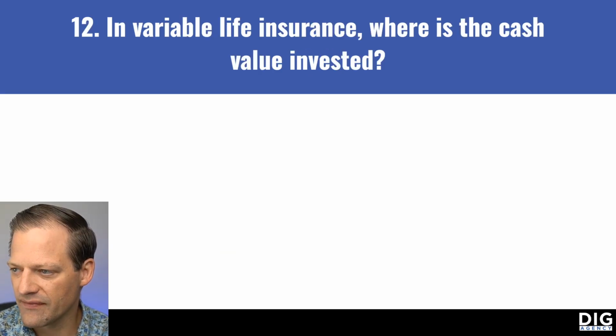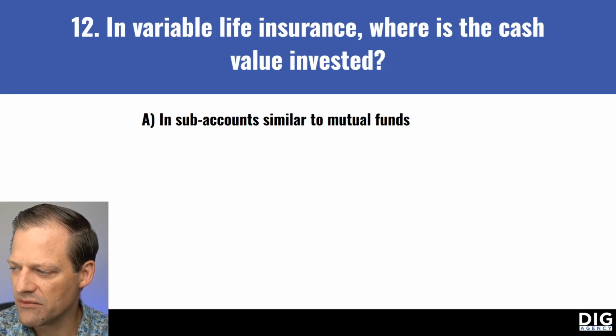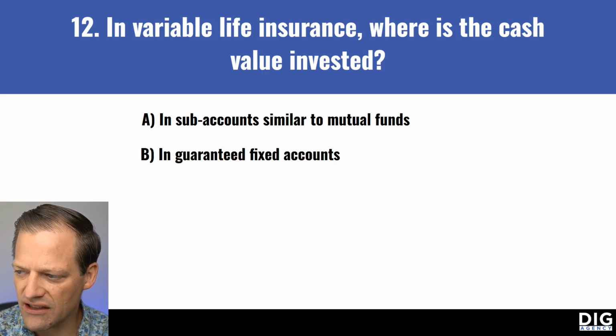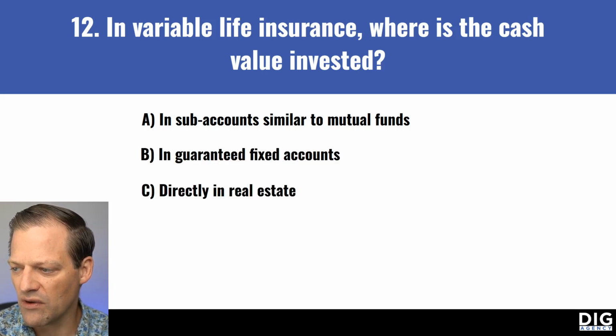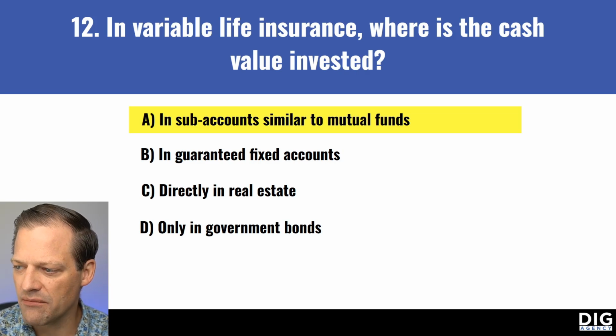In variable life insurance, where is the cash value invested? Is it invested in A, sub-accounts similar to mutual funds, B, guaranteed fixed accounts, C, directly in real estate, or D, only in government bonds? The answer is A, in sub-accounts similar to mutual funds.